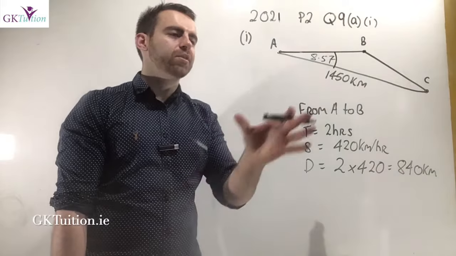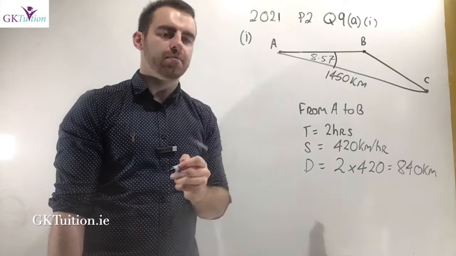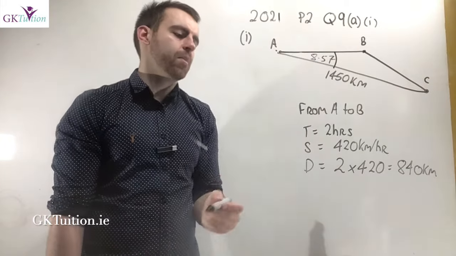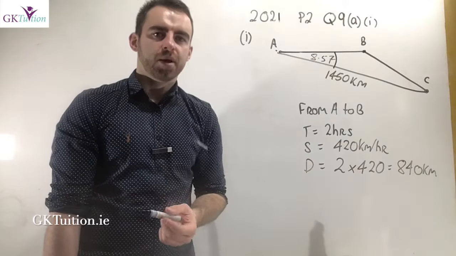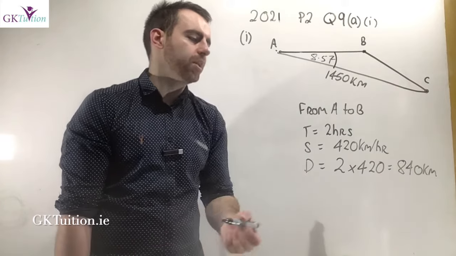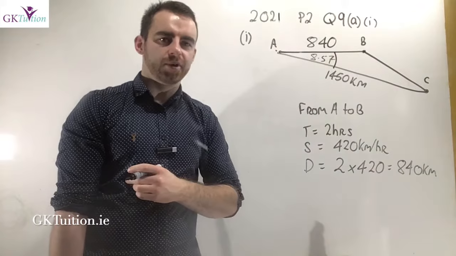But I want to point out that we've been given all the information we need about going from A to B. We're told that it takes the plane 2 hours to travel from A to B, and that the speed of the plane is 420 kilometers per hour. So obviously we can just work out the distance. It's just time multiplied by speed. So the distance from A to B is 840 kilometers.